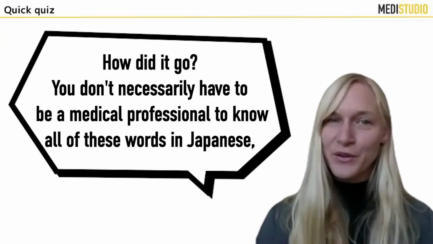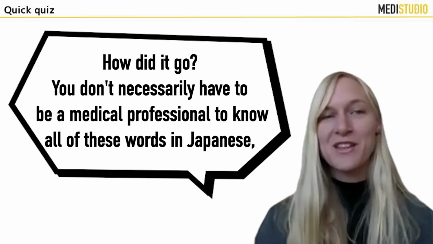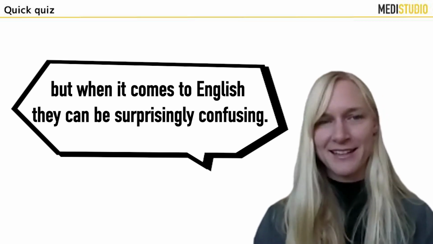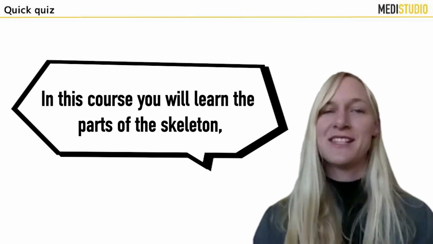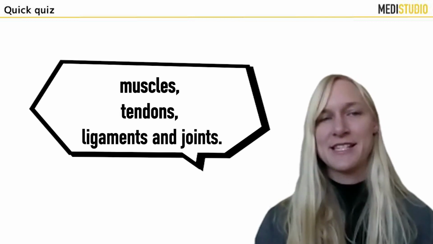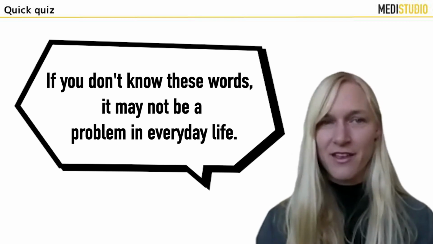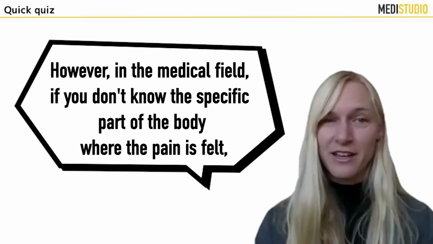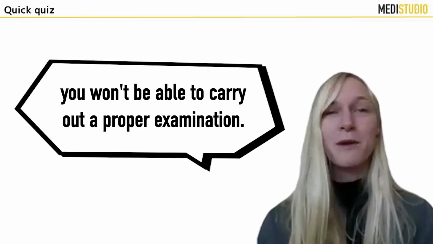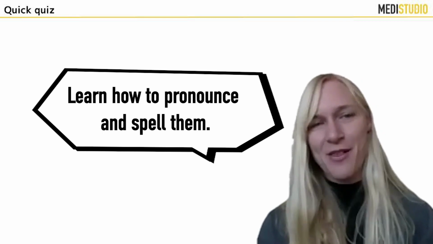How did it go? You don't necessarily have to be a medical professional to know all of these words in Japanese, but when it comes to English, they are surprisingly confusing. In this course, you will learn the parts of the skeleton, muscles, tendons, ligaments, and joints. If you don't know these words, it may not be a problem in everyday life. However, in the medical field, if you don't know the specific part of the body where the pain is felt, you won't be able to carry out a proper examination. Learn how to pronounce and spell them.